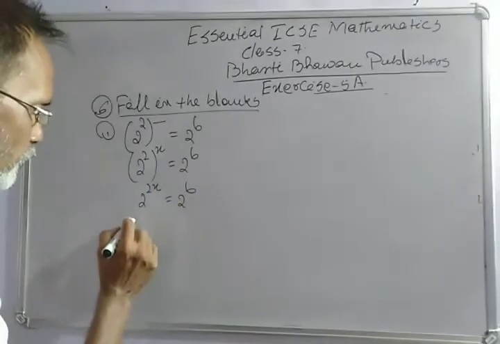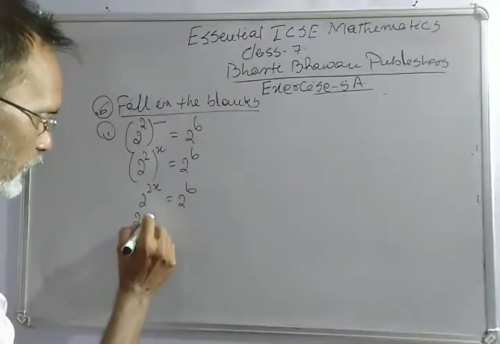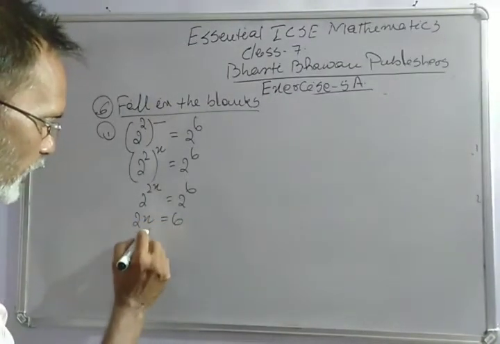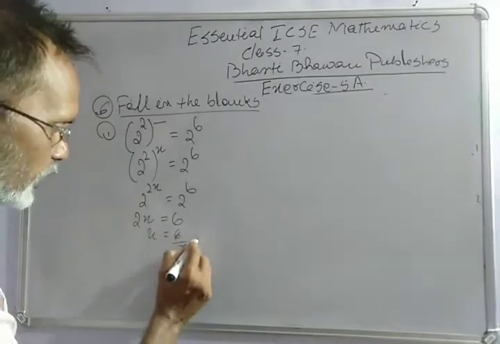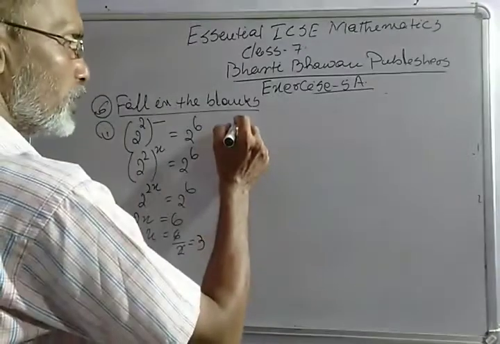Now the bases are equal, so the powers will be equal. Therefore 2x is equal to 6. x is equal to 6 by 2. That is equal to 3. Number 1 done. Number 2.